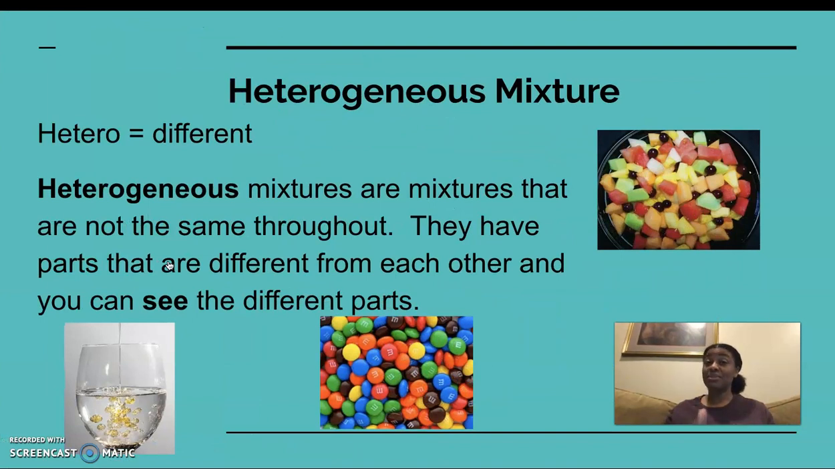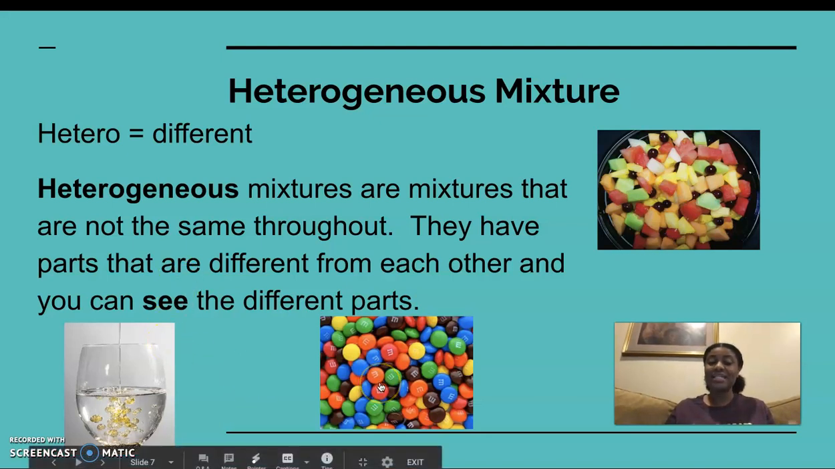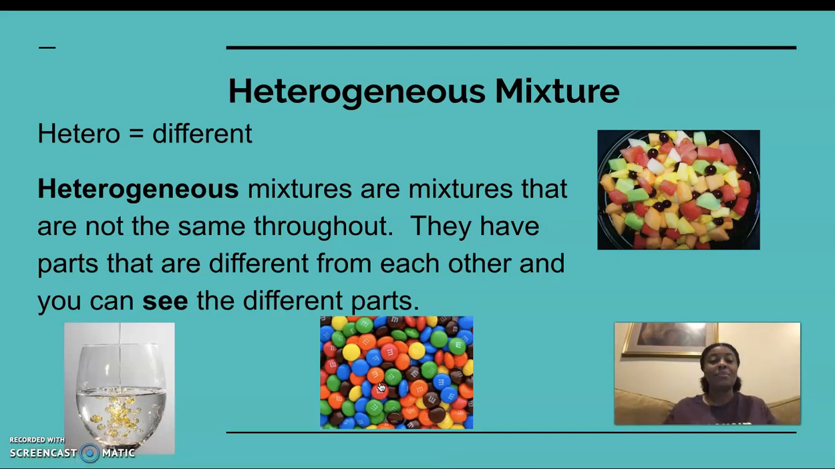Now there are two different types of mixtures. A heterogeneous mixture and a homogeneous mixture. Hetero means different. So heterogeneous mixtures are mixtures that are not the same throughout. They have parts that are different from each other that you can actually see. You know, look at these M&Ms. I can see all the different colors, right? I can mix up the M&Ms as much as I want, but I can see the green ones from the red ones, from the blue ones, from the yellow ones. Same thing with this fruit salad. I can see the watermelon, I can see the pineapple, I can see the grapes, and this oil and water.